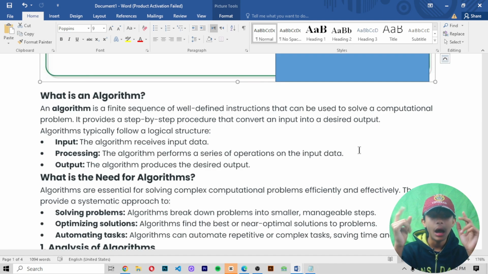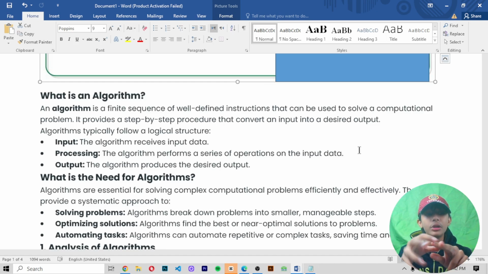First, how the algorithm works. First of all, you give the input, and the algorithm receives the input data. Then number two, it will be processing it. When you give the input and run it, it will first of all process. The algorithm performs a series of operations on the input data. Then it gives you the output. The algorithm produces the desired output. Okay, input, processing, output is one timeline of an algorithm.